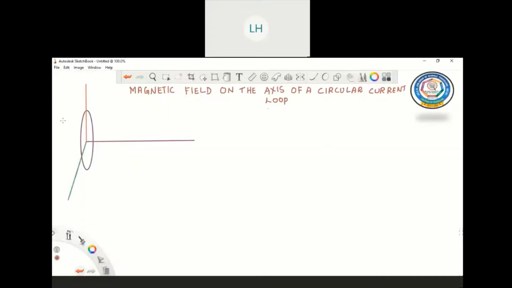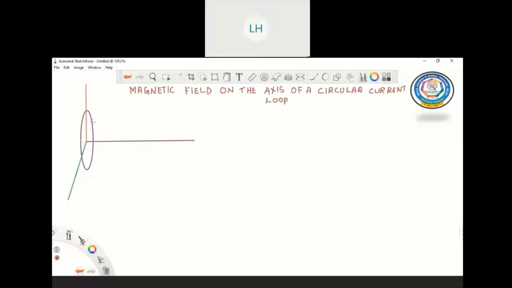Today we are going to discuss magnetic field on the axis of a circular current loop. Already we have learnt about Biot-Savart's law. By using the Biot-Savart's law, today we are going to find what is the magnetic field on the axis of a circular current loop.